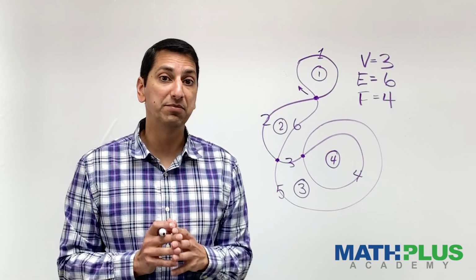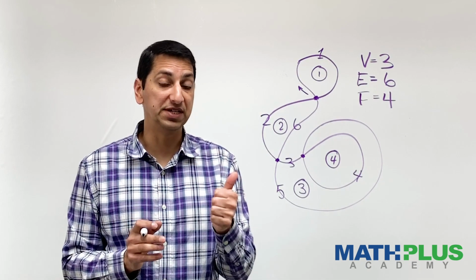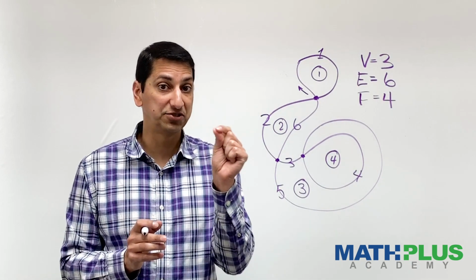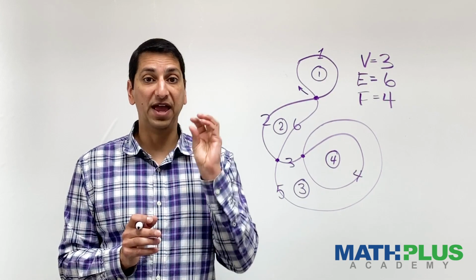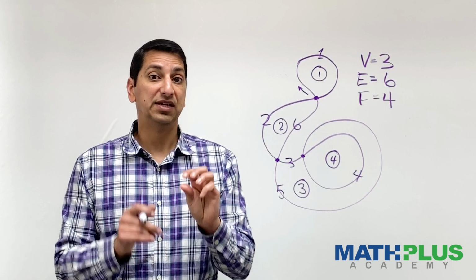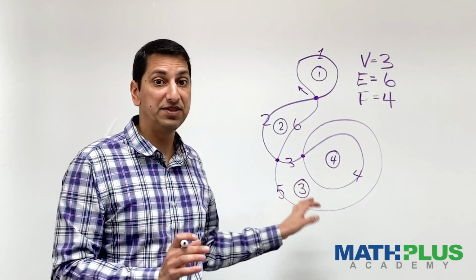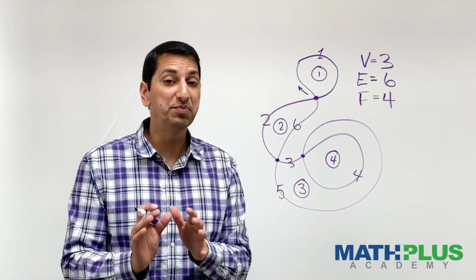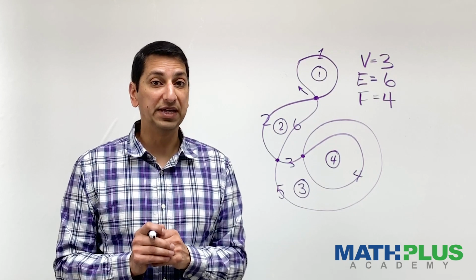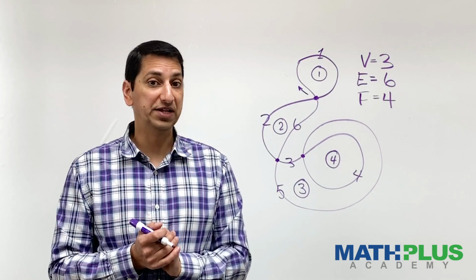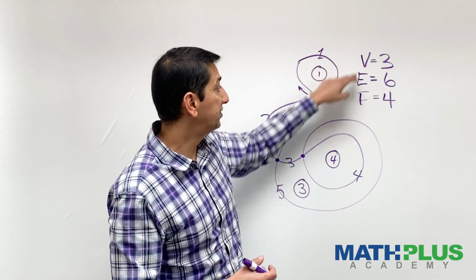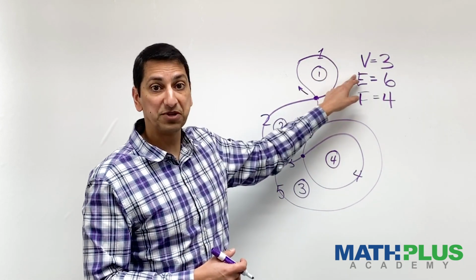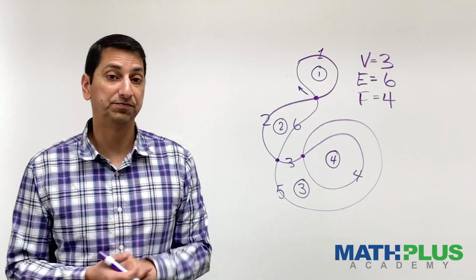Now that you have these 3 numbers, I want you to add the vertices and the faces together. Add those 2 numbers together. And then subtract the number of edges. Now, if you've done it correctly and counted everything right, I am 100% sure that you are going to get 1 as your answer. Certainly for my picture, I do. If I add vertices and faces, that's 7. Subtract my edges, that's 1.